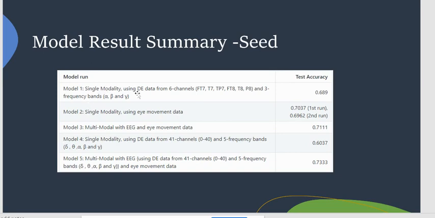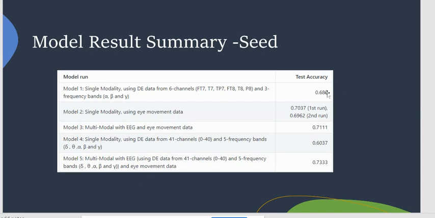The first run included data from 6 channels and across 3 frequency bands. The second run was using just the eye movement data. The third one was the multimodal with both EEG and eye movement data. In the fourth run, I threw in data from 41 different channels and all 5 frequency bands. And the next one is with the EEG data across 41 channels along with the eye movement data.